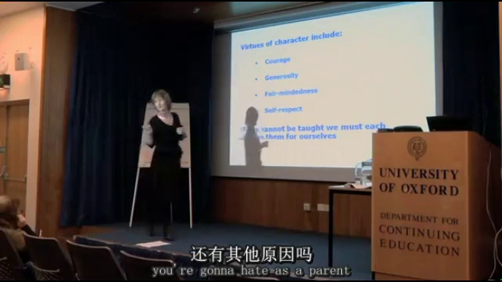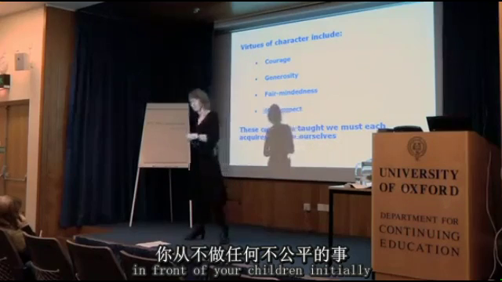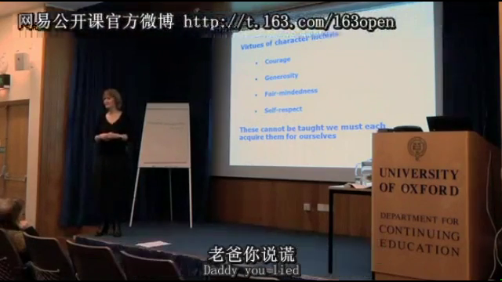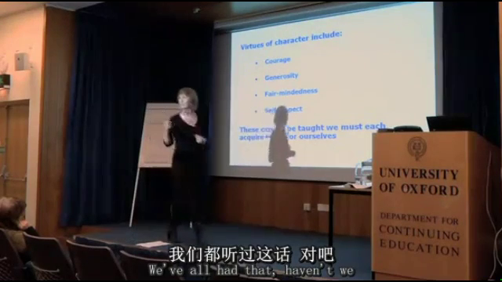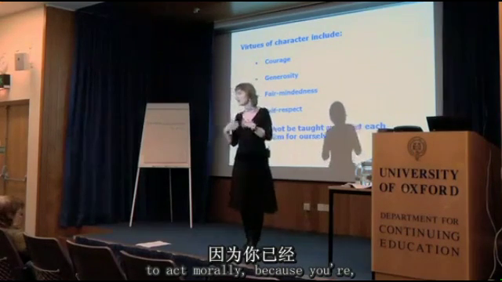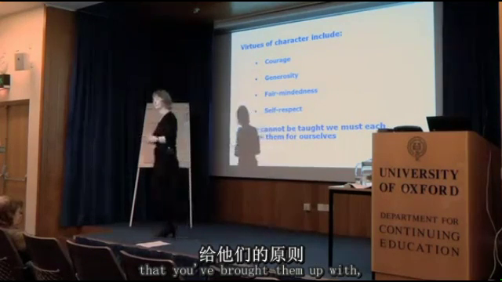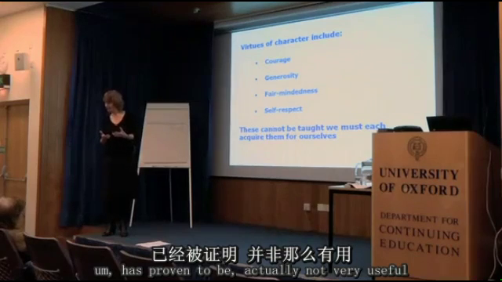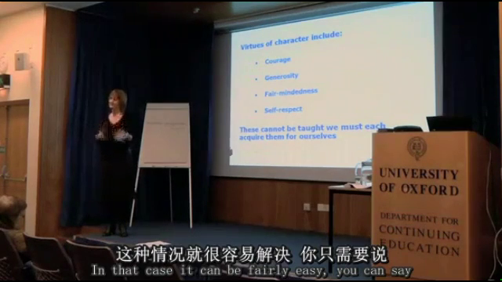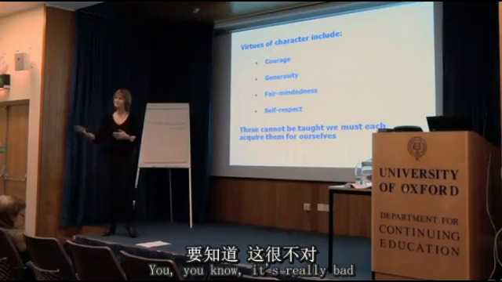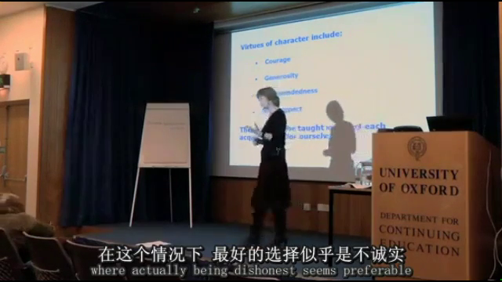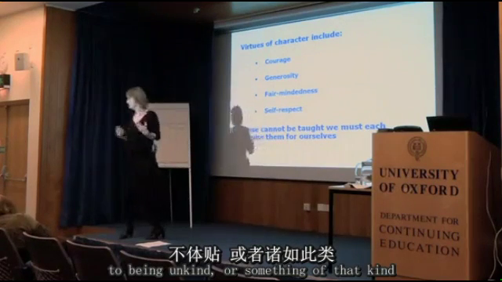What's the other problem you're going to hit as a parent? Okay, so you never do anything unjust in front of your children initially, but then eventually you... We don't always follow our own rules. You don't follow your own rules. So, also, Daddy, you lied! We've all had that, haven't we? And at that point, what are you going to say about what they should do to act morally? Because the rule that you've given them, that you've brought them up with, has proven to be actually not very useful. You yourself have broken it, and it may be that you've broken it when you obviously shouldn't have done, and in that case it can be fairly easy. You can say, Daddy shouldn't have done that, it was really bad. But on another occasion it might be one of these dilemmas that we talked about in the first week, where actually being dishonest seems preferable to being unkind or something of that kind.